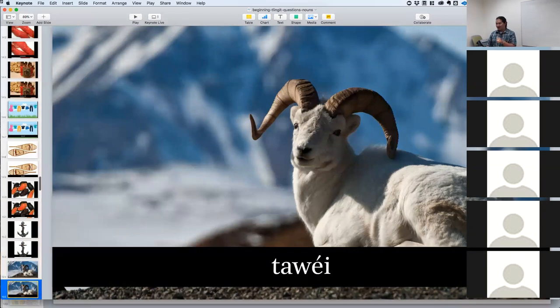Towe. Away. In the Orange Dictionary, this one and Zhenwu were backwards.